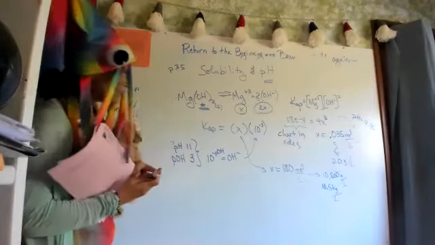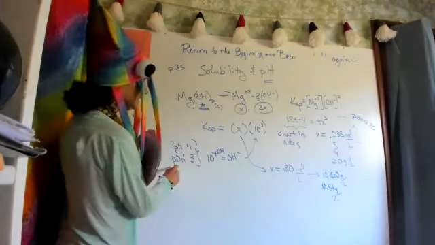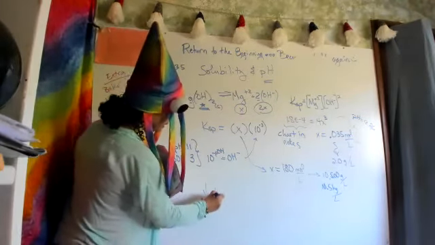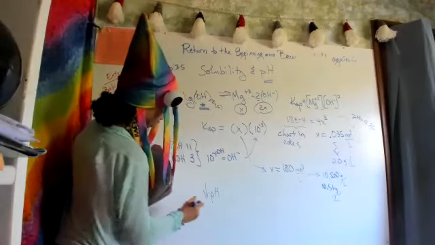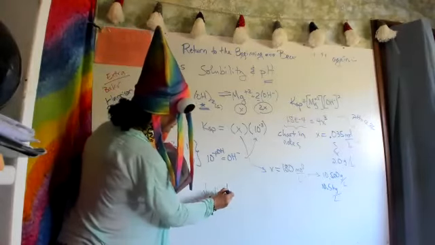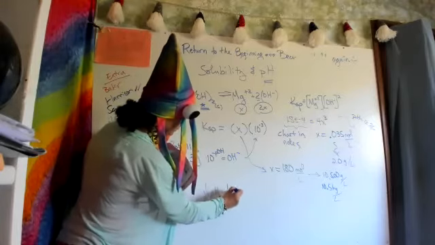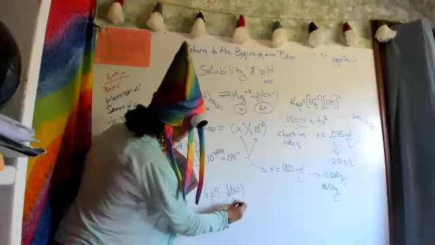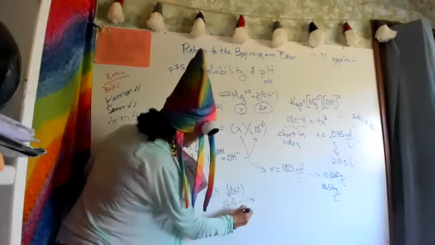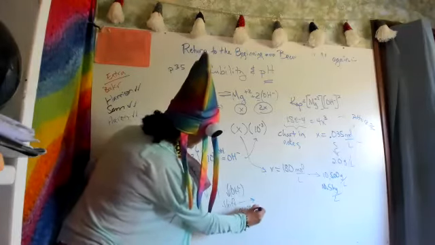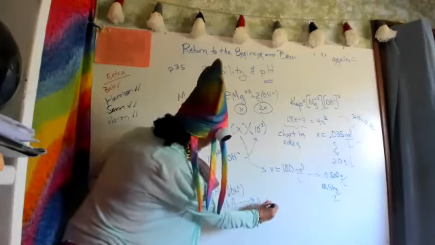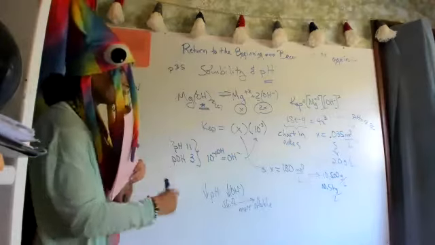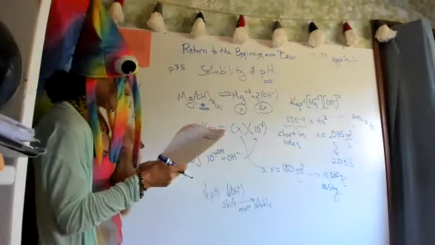Anyway, it's a common ion. We lowered the pH, which means we lowered the OH. So it's shifted forward and it's more soluble. That's a tough question, but if you go back and look at it, it's pretty crazy.